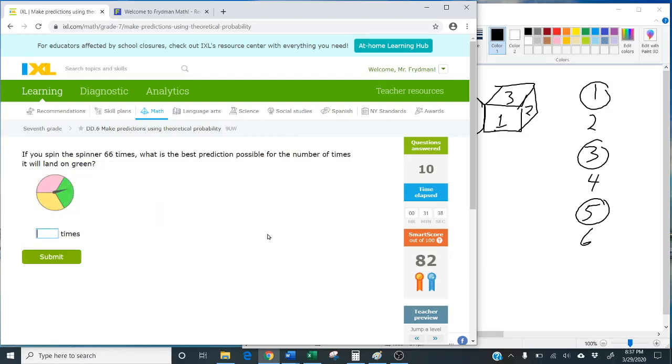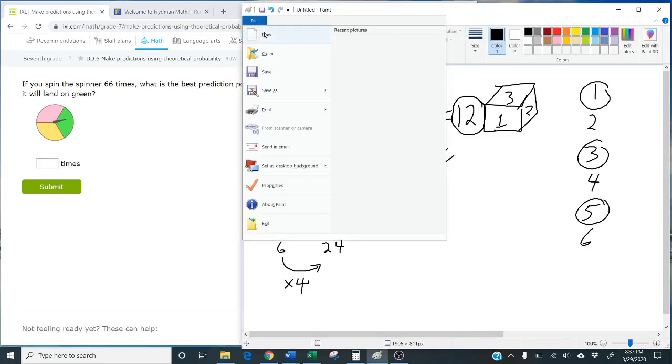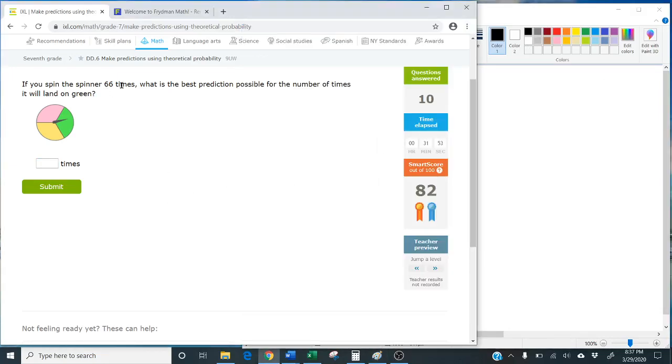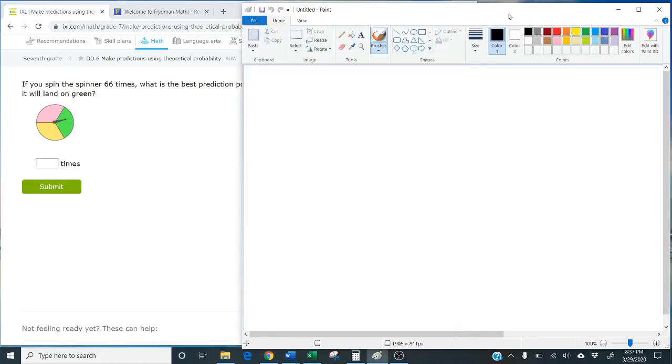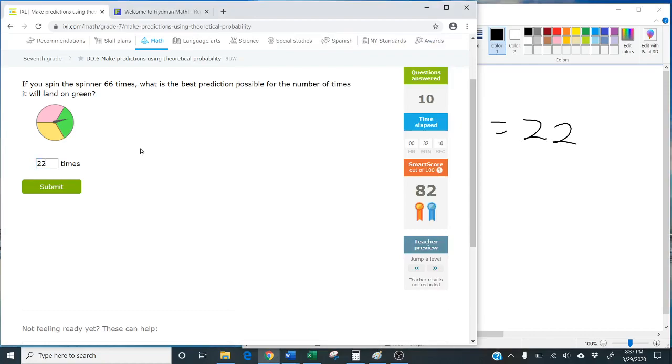Okay, this problem I think is like the other one. So this one, the best prediction, if we spin this spinner 66 times, how many times do we think it would land on green? That would be 1 out of 3 times 66, which equals 22. Right?